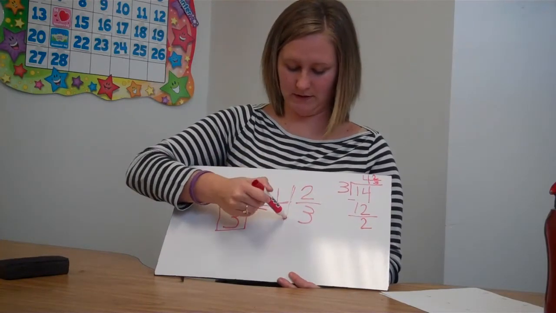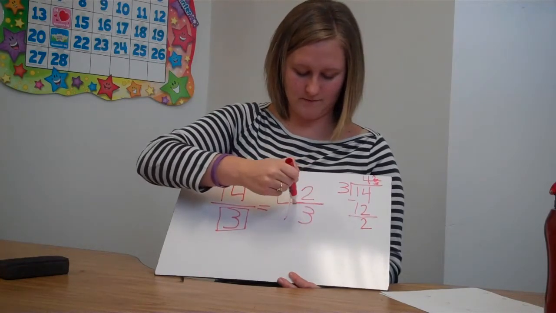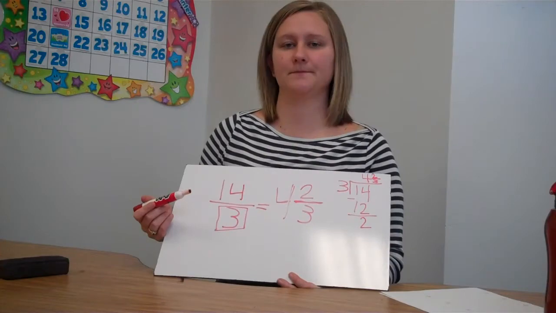Okay? How many times does 3 go into 14? 4 times, because 3 times 4 is 12, with 2 left over, 2/3. Okay?